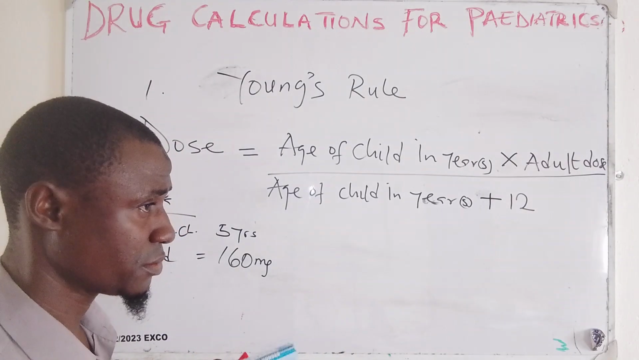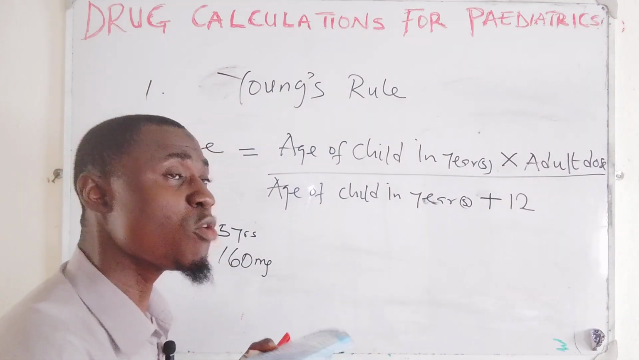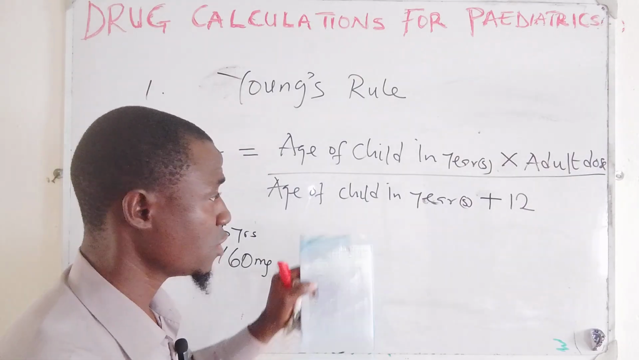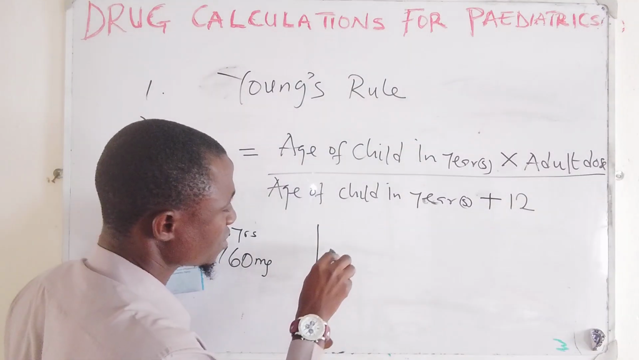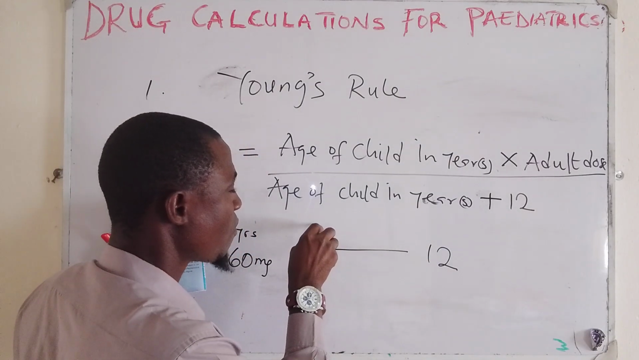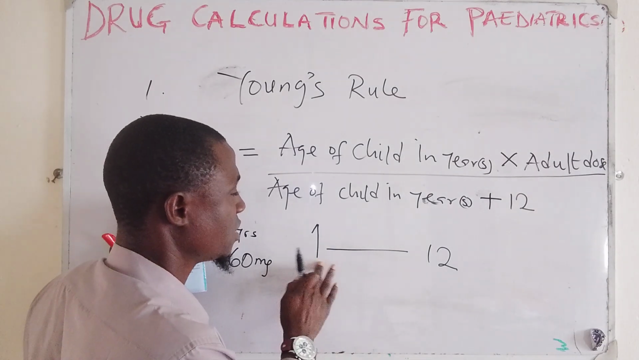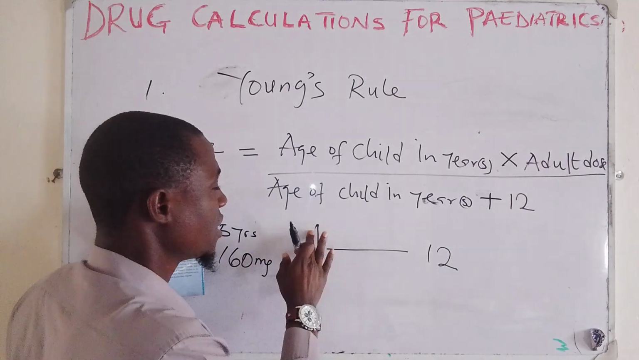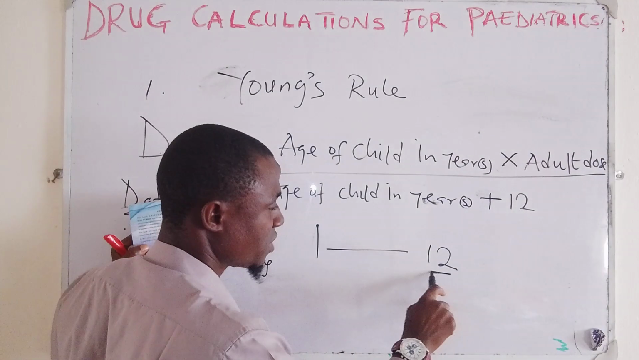But let me quickly remind us that Young's rule is not open to all children. Now, what I mean by this is you can only apply this rule to children whose age falls within a certain range. The child must be from 1 year, though some texts say 2 years, but I think most of the scholars support 1 year. So it's applicable to children from 1 year old up to 12 years.